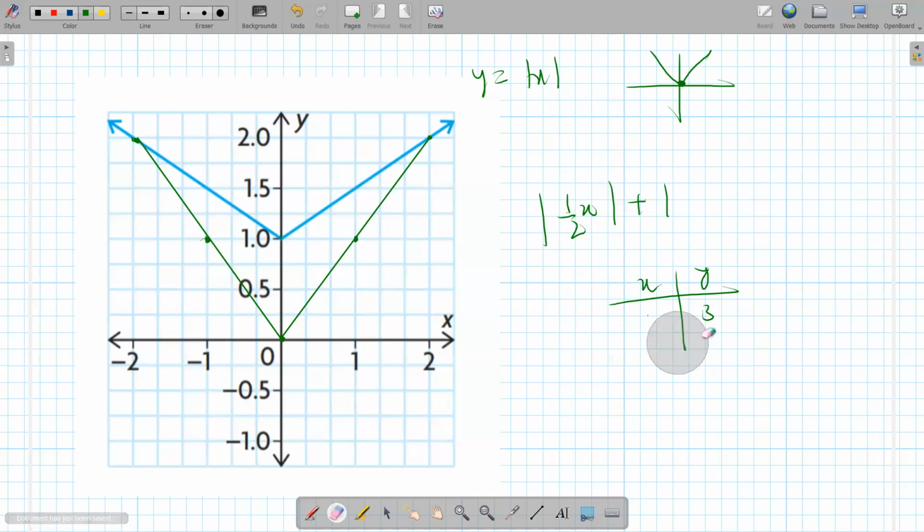Now see, that one works. Because it's stretched, the opposite would be 1 over 2. Exactly. See, x of 1 gives 1.5, and that's the point we have here. And look at this, x of 2 gives 2, and now it works out. So it's 1 over 2x plus 1. Okay, I see. That makes sense.